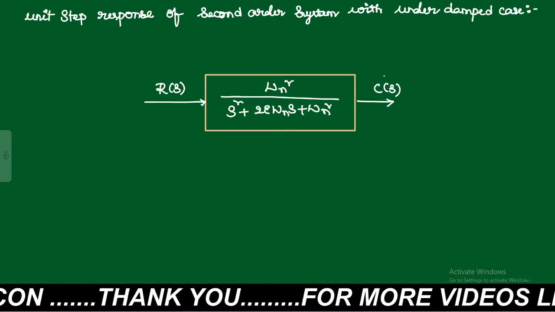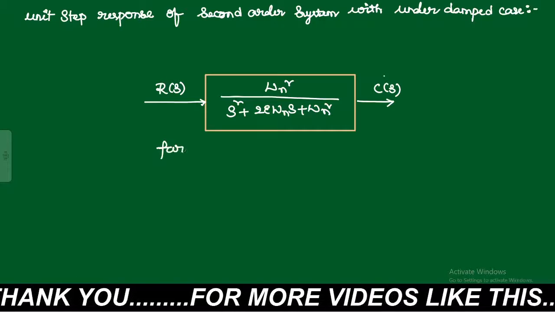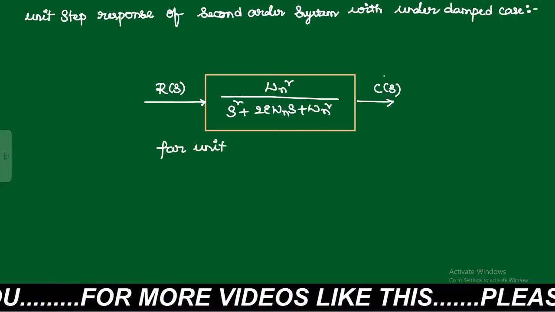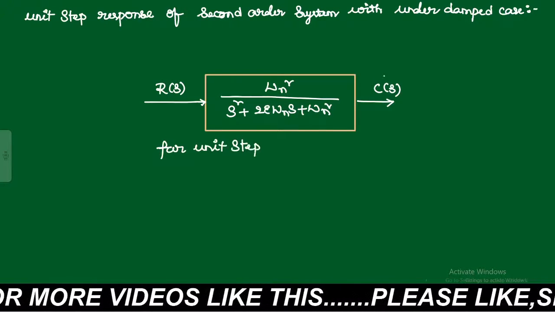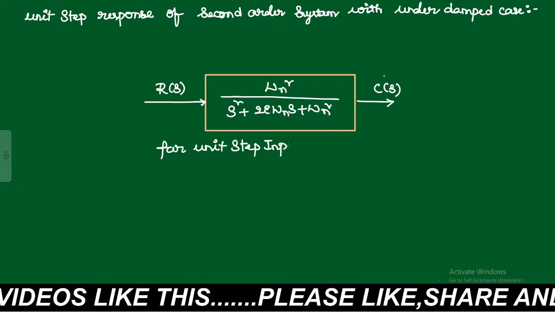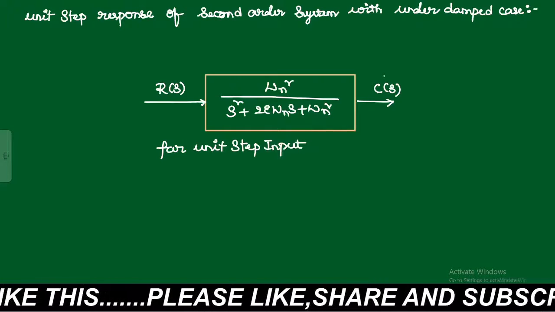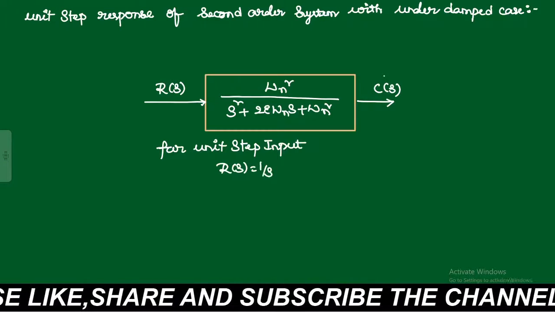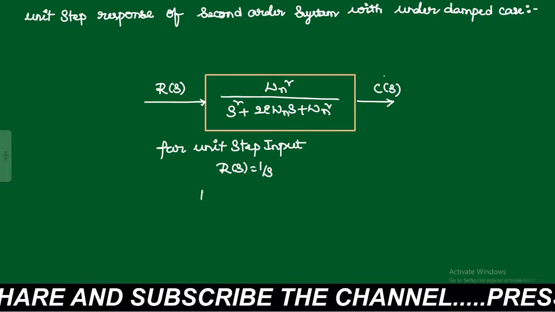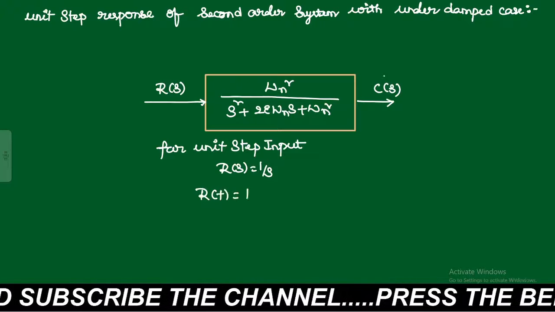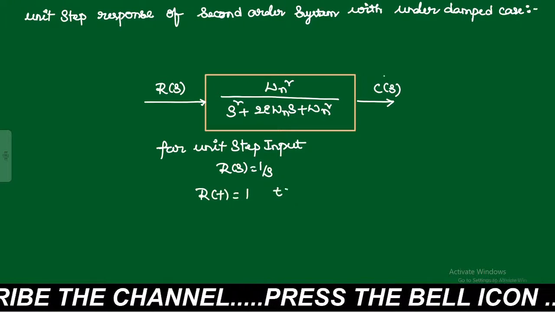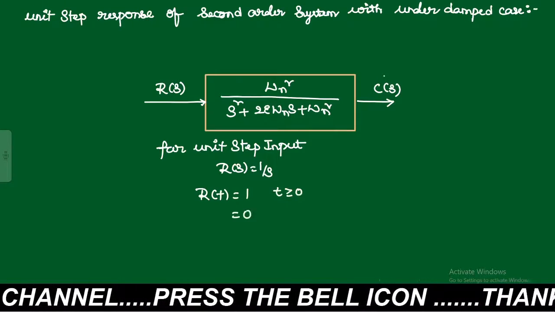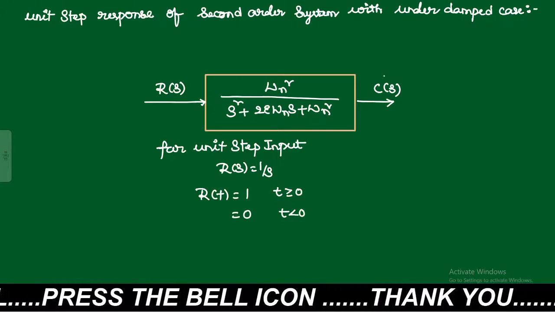So for unit step response, for unit step input, we have to give R of S equals 1 by S. Next R of t, we already know, is equal to 1 for t greater than or equal to 0, and 0 for t less than 0.